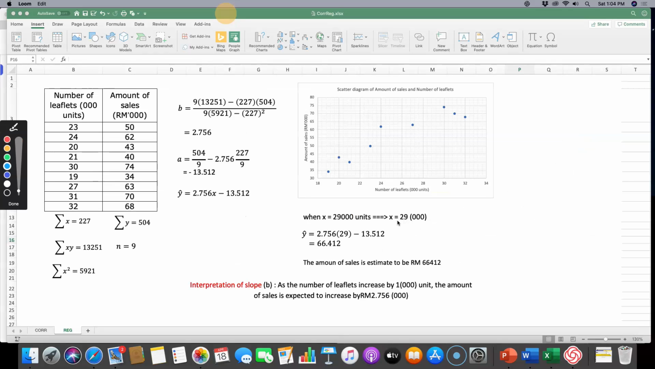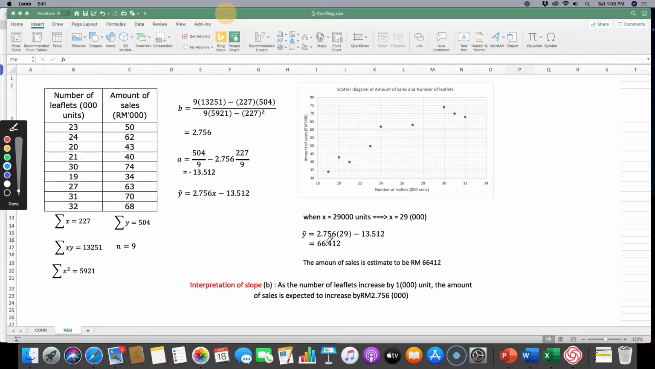Substitute the information using this equation to estimate the value of y when x equals to 29. Use this formula, and for your x here, you substitute with this value. So from the calculation that I obtained, the amount of sale is estimated to be 66.412. Why suddenly there's no decimal point here?